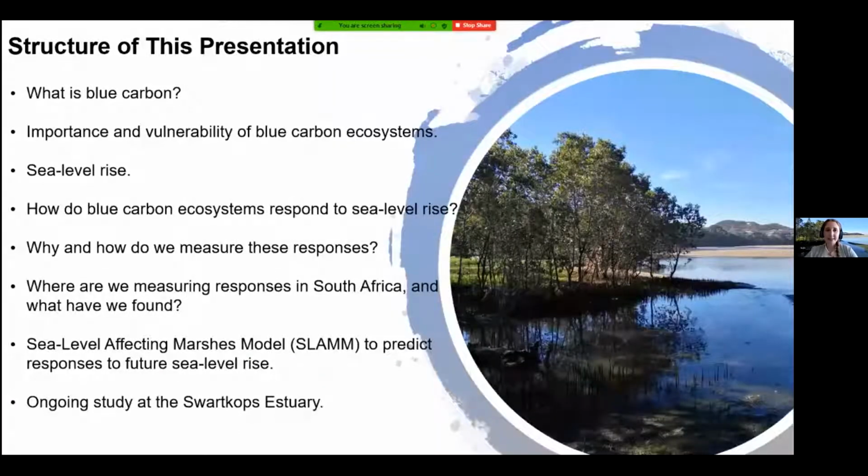The structure of this presentation is going to follow: what is blue carbon, why are blue carbon ecosystems important and vulnerable, a brief overview of sea level rise, how do blue carbon ecosystems respond to sea level rise, why, how, and where are we measuring these responses in South Africa, a brief intro to the Sea Level Affecting Marshes Model, which is what we've been using to predict responses to sea level rise, and some preliminary results from our ongoing study at the Swartkops estuary.